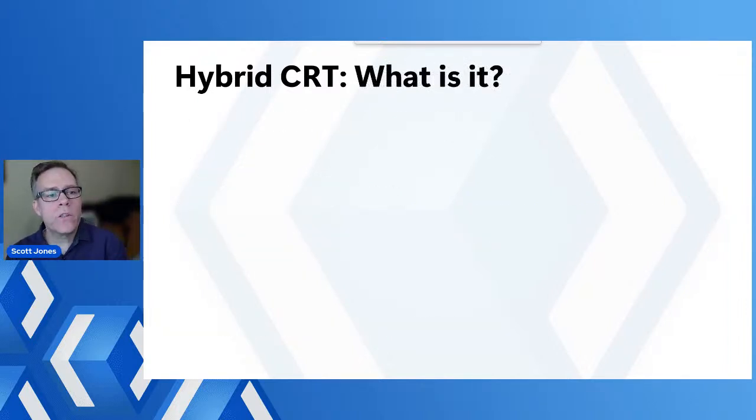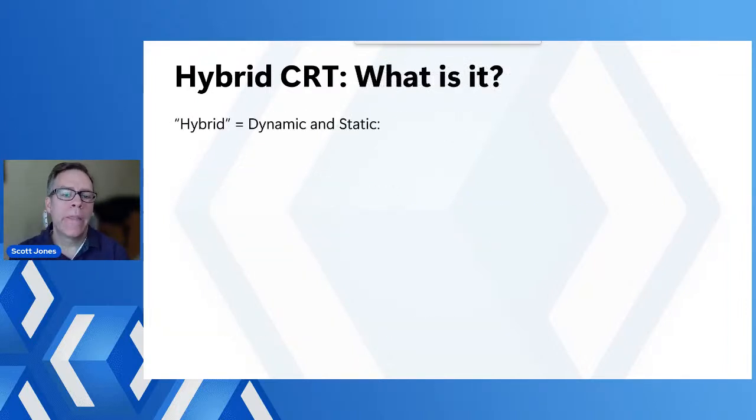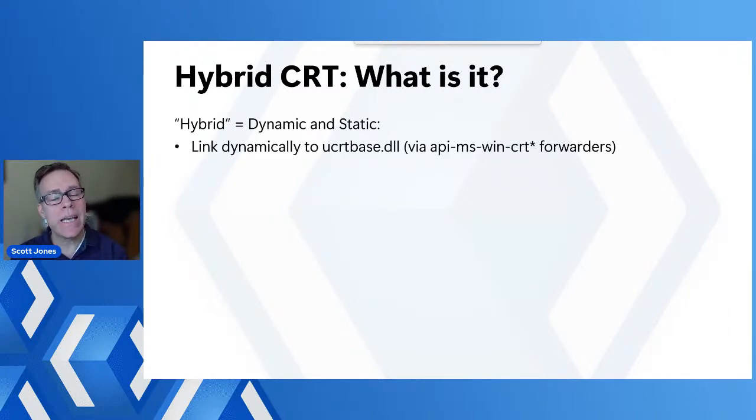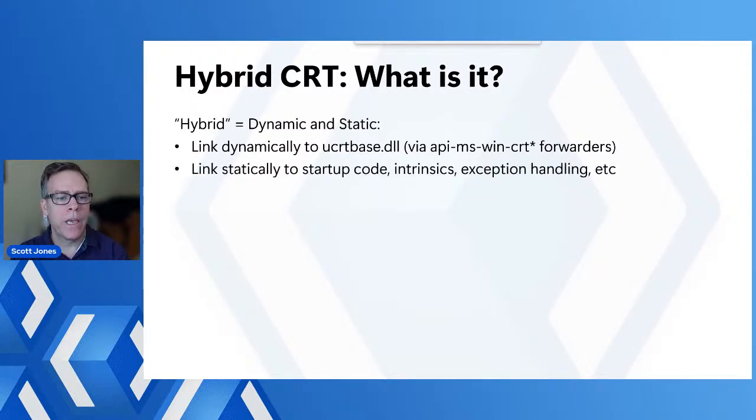Okay, so enter the hybrid CRT. So what is it? The hybrid refers to a combination of dynamic and static linking. We're linking dynamically to the UCRT-based DLL by way of API set forwarders. So you won't see linkage directly to UCRT base. You'll see these API set forwarders. And we're linking statically to the remainder of what would have come from VC Runtime 140 DLL, startup code, intrinsics, and so on, as I mentioned.